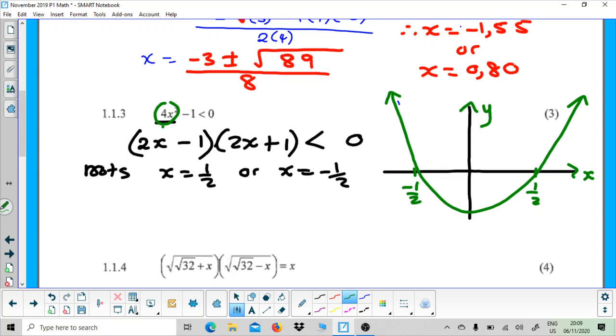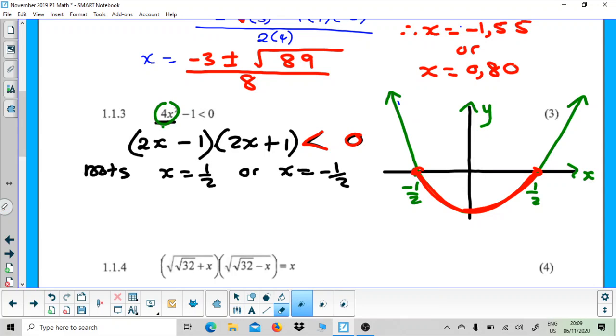So after you sketch it, then you ask yourself, you want the time when the function is smaller than 0. So it means you want the part of the graph that is below the x-axis. If it's smaller than 0, you want the part of the graph that's below the x-axis. So this is the part you want, the one that I am highlighting. As you are noticing, it is in between our roots.